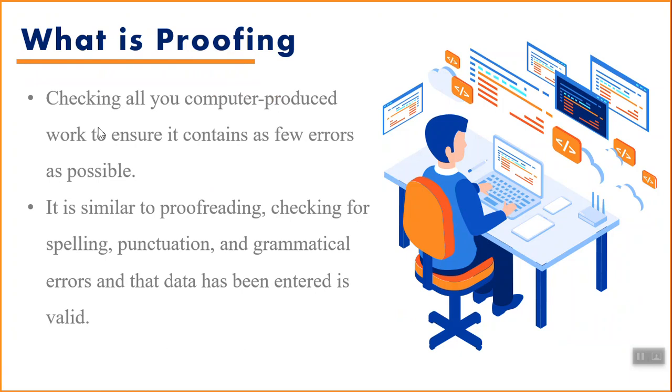Everywhere we need proofing, especially inside our computer and computer produced work. Proofing is a process that makes sure there are as few errors as possible. Example, when you write a letter or when you write a book, you should proofread it.